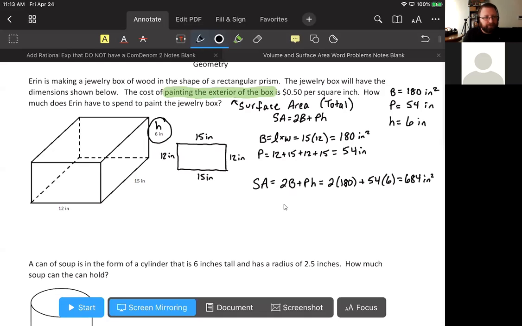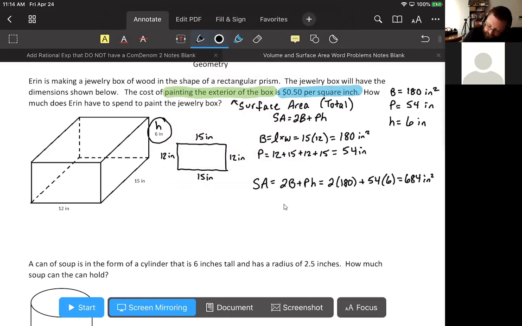Now, as with any word problem, when you get to what you think is the answer, you should always go back and make sure you have answered the question that was asked. And you've probably heard me say that 1,000 times this year. The question that was asked in this problem is, how much does Erin have to spend to paint the jewelry box? We have not answered that question yet. We have found how much area she needs to paint, but we have not found the price. So that is where the 50 cents per square inch comes in, okay?